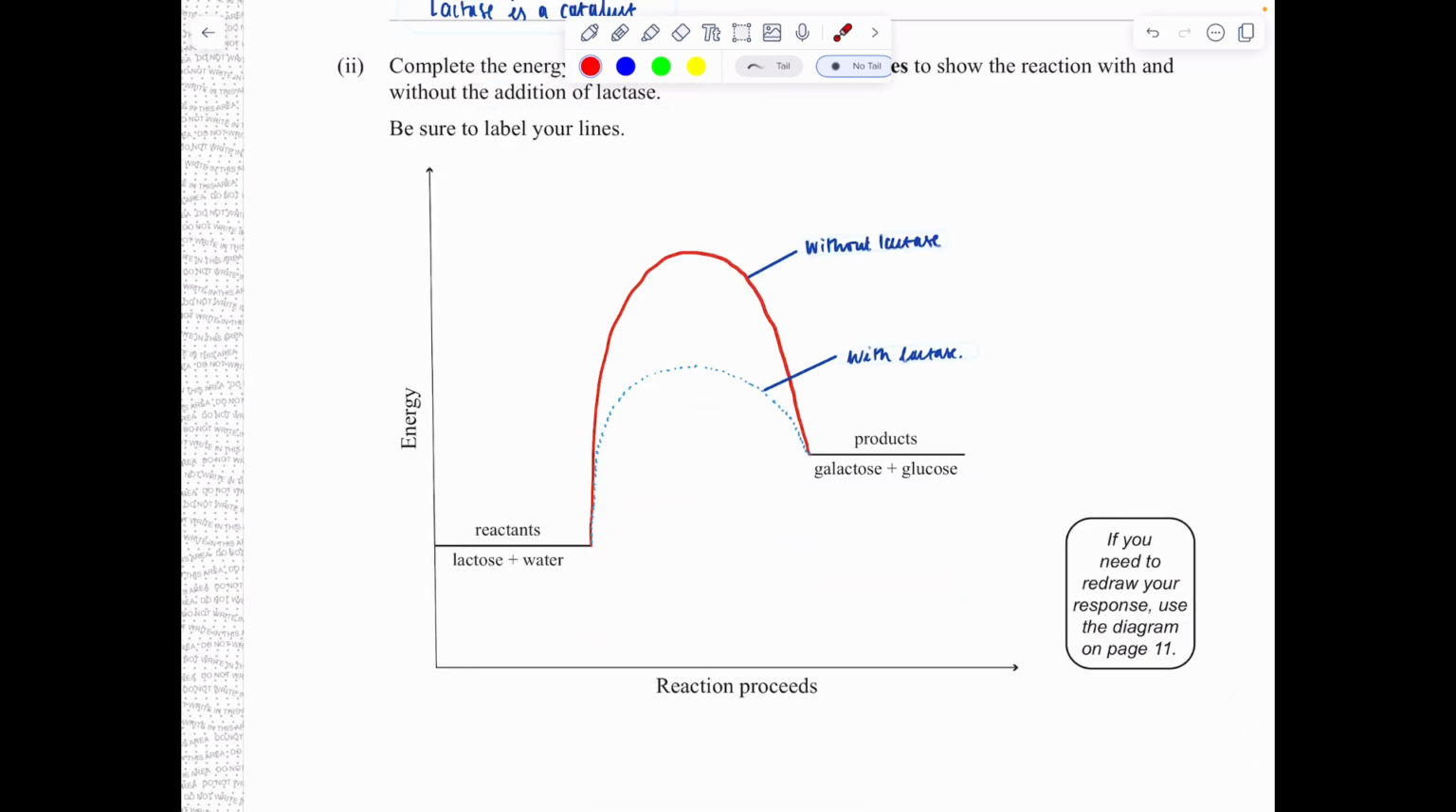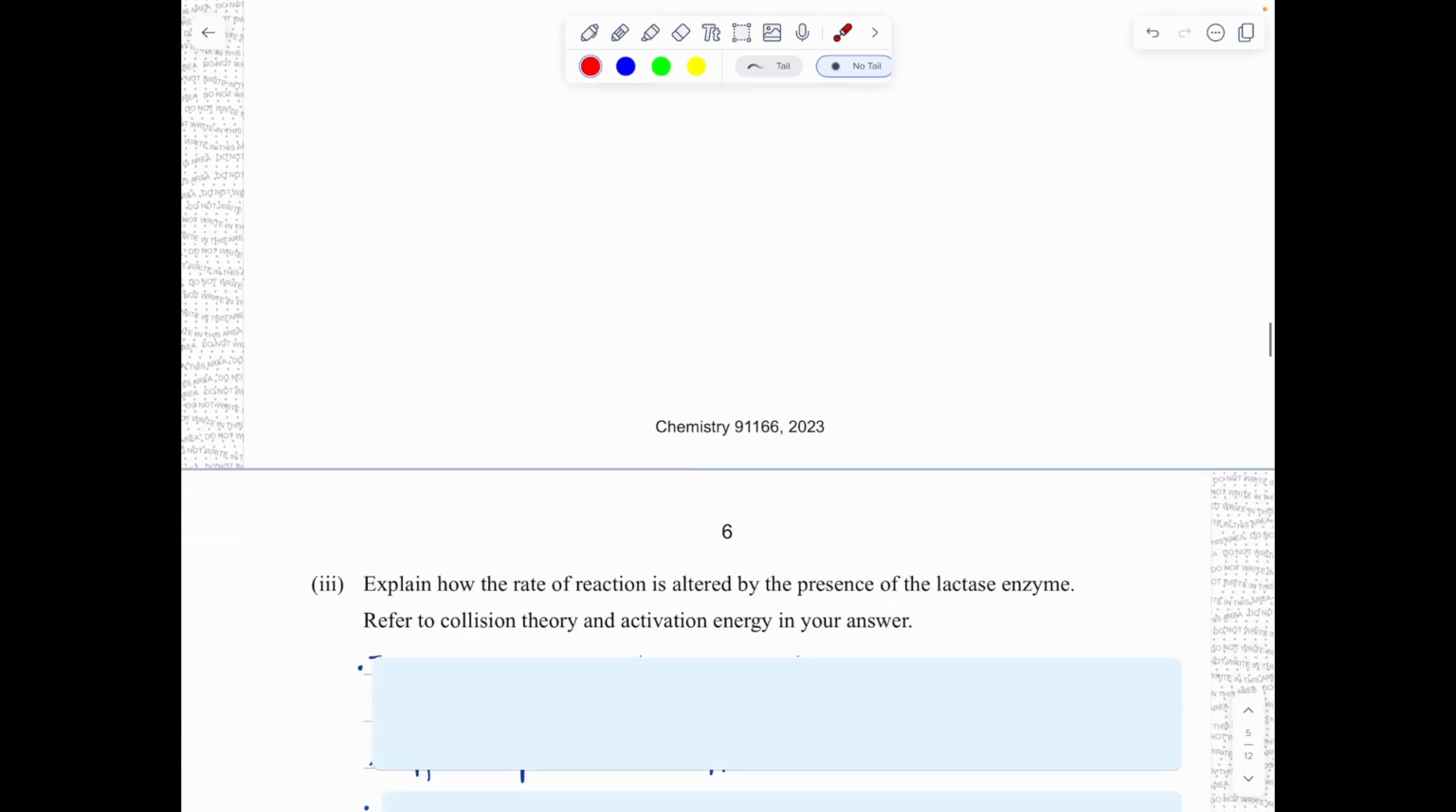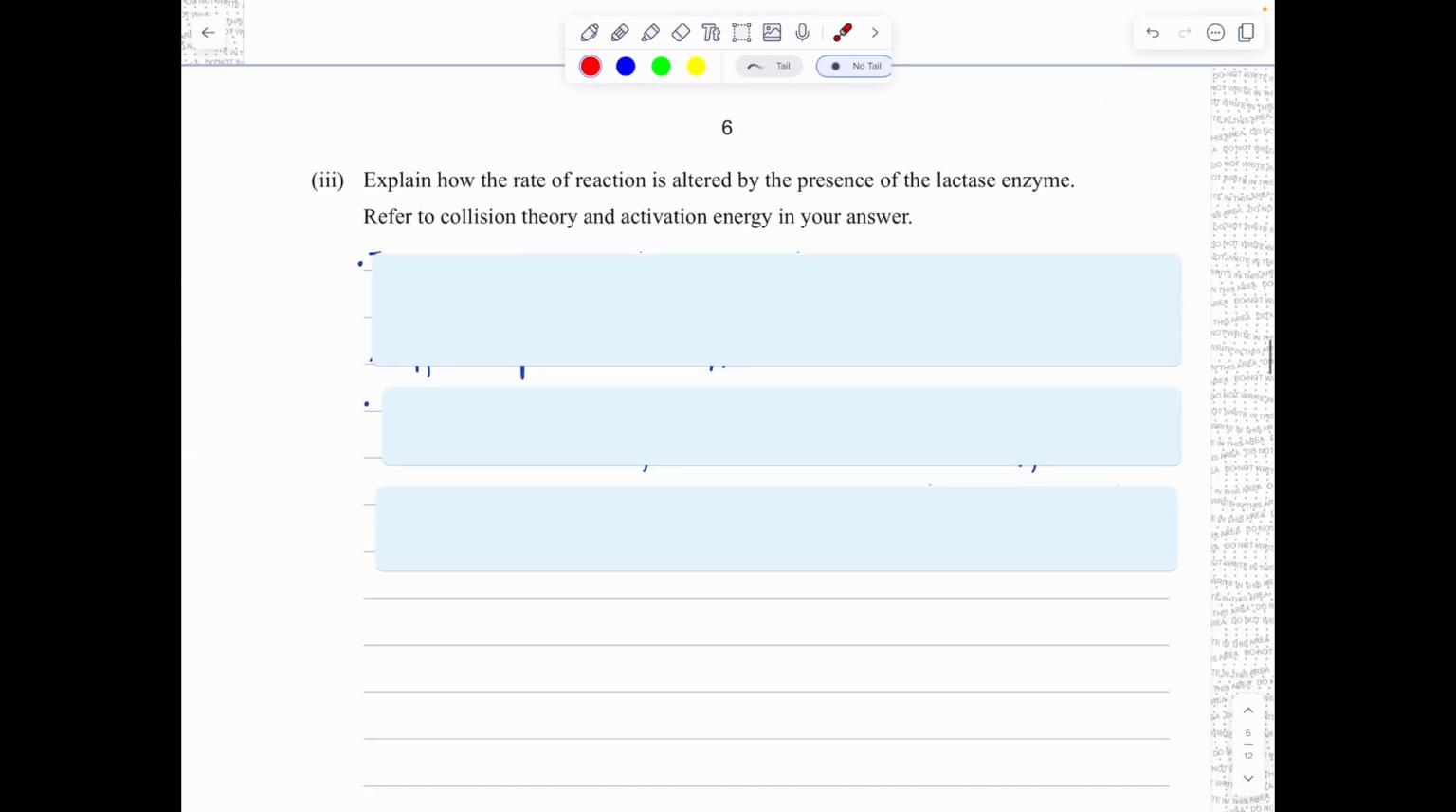So now that we have labelled our diagram as the question has asked us to, we can move on to the next question. Explain how the rate of reaction is altered by the presence of lactase enzyme. Refer to collision theory and activation energy in your answer. So these are the things that we need to talk about in our answer. Let's try tick these off.